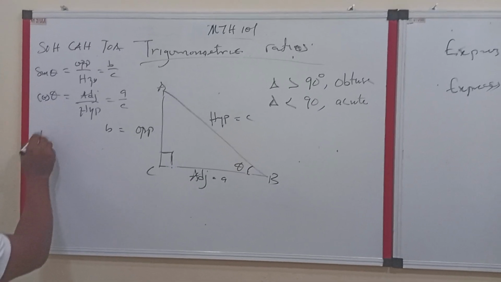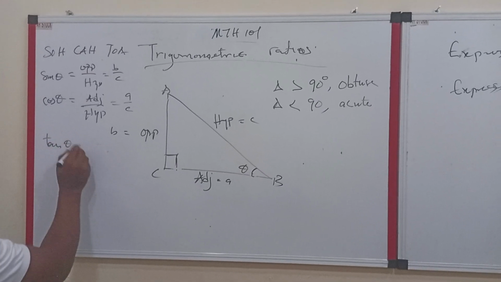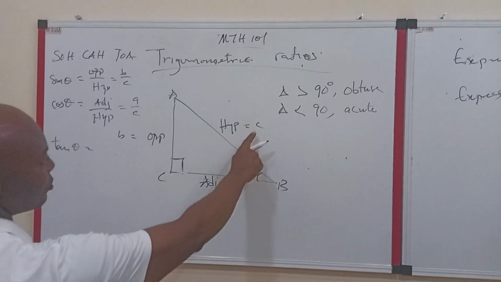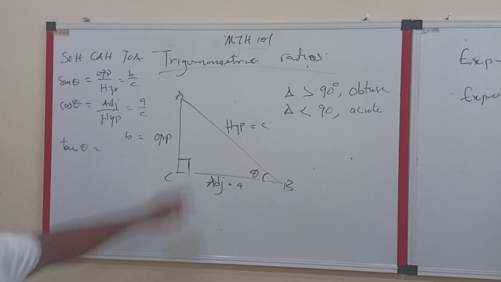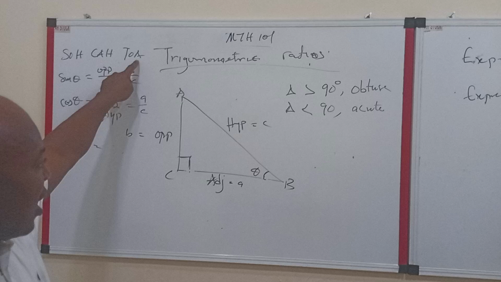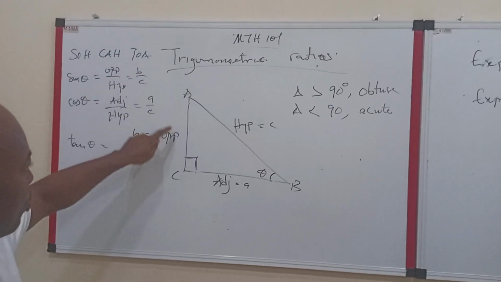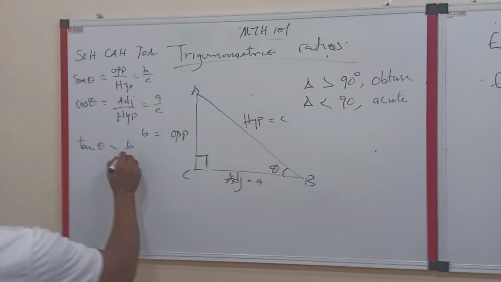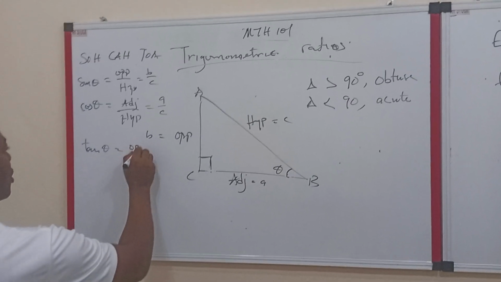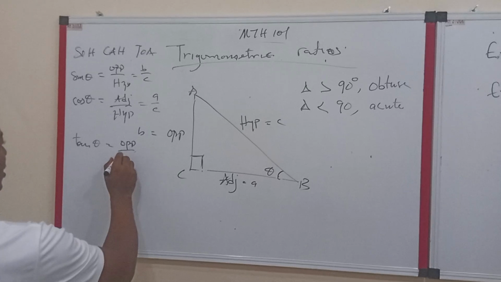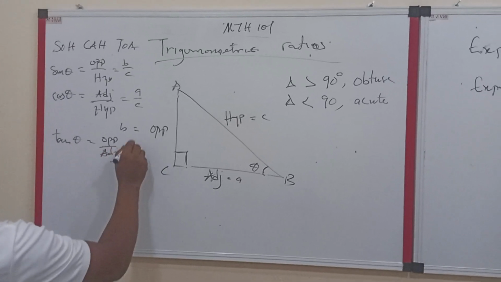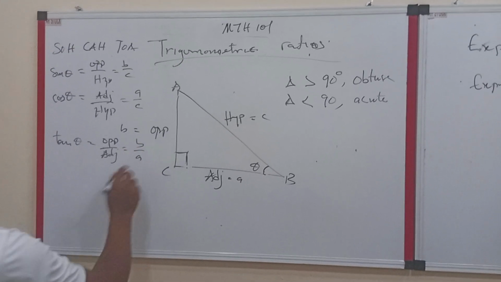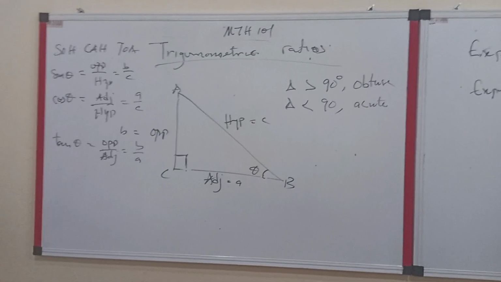And the tan of that angle is this over this. Opposite over adjacent, that's what we have. Opposite, which is B, all over adjacent, which is B all over A. That is what you have.